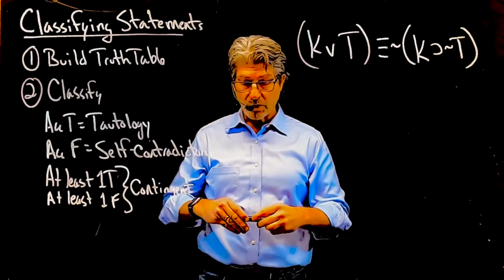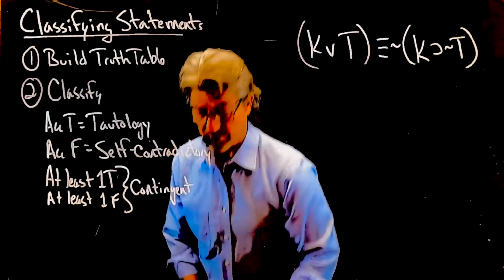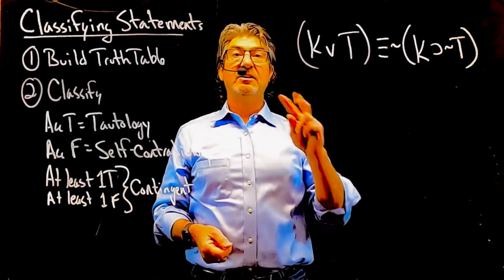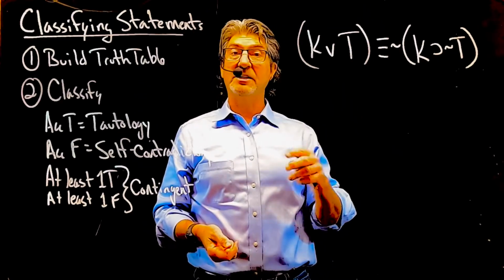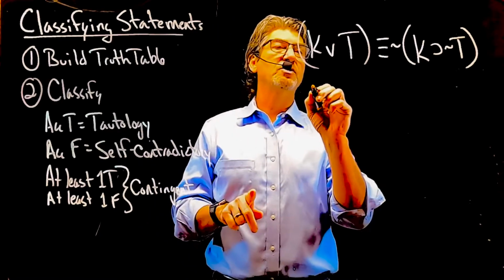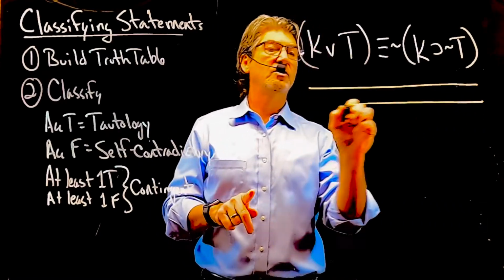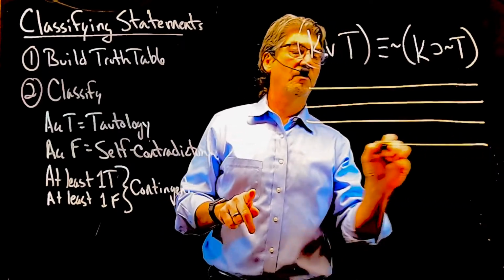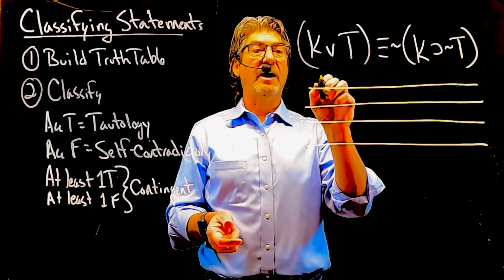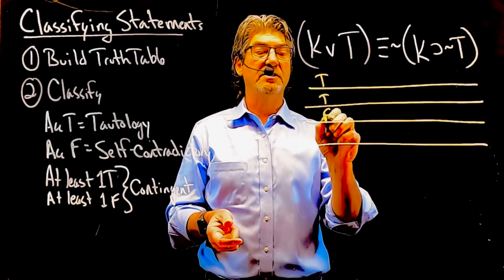Now, when you work this one out, let's start from the beginning here. We have exactly two different letters. Now, each letter is used twice, but we have exactly two different letters. So 2 to the 2 is 4, so you have 4 lines. 1, 2, 3, 4. Next, underneath the first letter, the K, you do half trues, half falses.